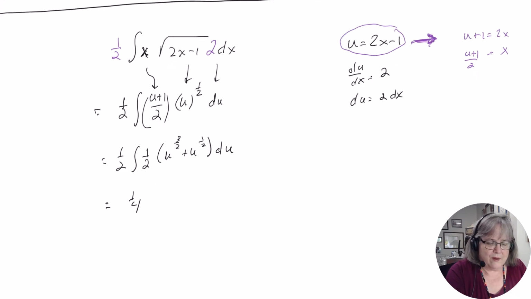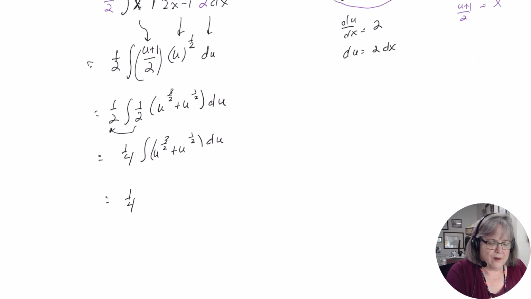So this is 1/4, pulling this 1/2 out here. And then you would have the integral of u to the 3/2 plus u to the 1/2 du. So this is 1/4. And when we do this, we would have u add 1 to the power, which is 5/2, divided by 5/2, which is multiplying by 2/5, plus u add 1 to the power, divide by 3/2, which is multiplying by 2/3, plus c.